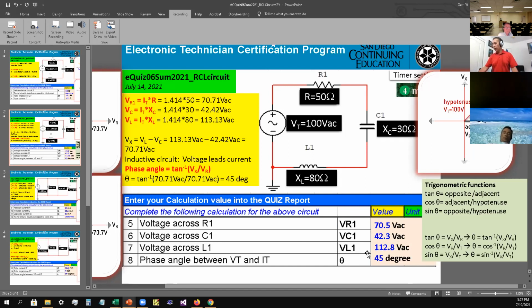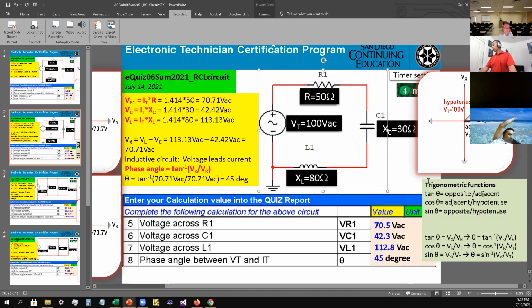After that, they want to calculate the phase angle. This is an inductive circuit because the voltage on the L side is much greater than VC. In an inductive circuit, voltage leads current, so we expect a positive angle. Phase angle equals arctangent of the quantity Vx over Vr. So arctangent of 70.7 VAC divided by 70.7 VAC gives you 45 degrees.